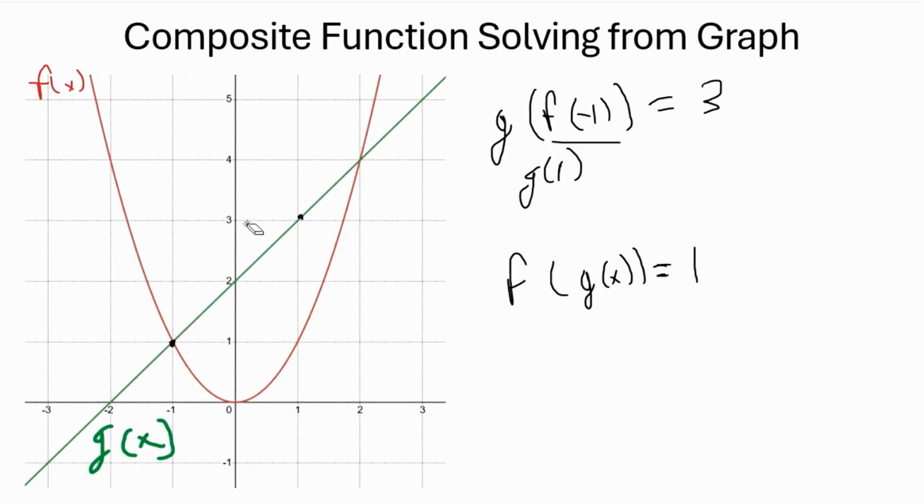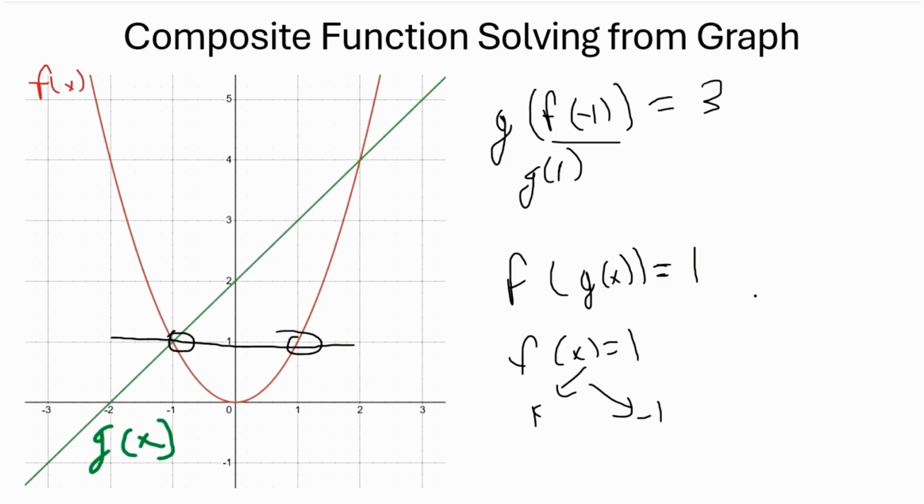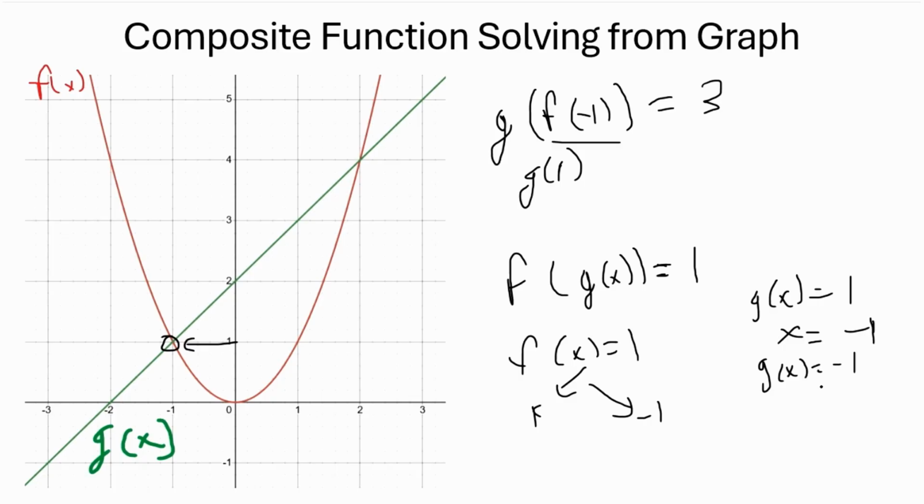Now f of g of x equals 1, again, it could be multiple answers. So f of x, where is f of x 1? Well, it's here and here. So this can be either positive 1 or negative 1. So that means g of x is either positive 1 or g of x equals negative 1. When g of x is positive 1, the x value is negative 1. When g of x is negative 1, the x value is negative 3. So our two answers are x equals negative 3 and negative 1.